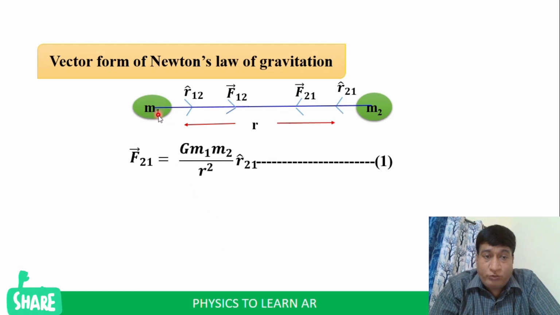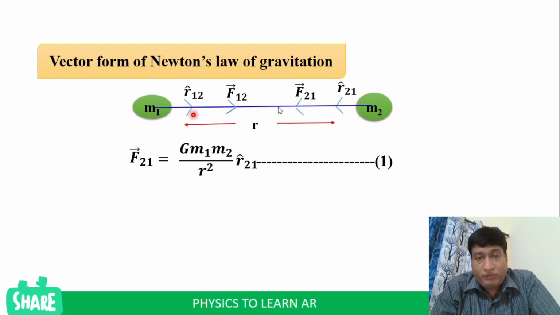Here we have considered two bodies of masses m1 and m2. They are separated by a small distance r, but force is a vector quantity, which has both magnitude and direction. r12 cap is a unit vector which specifies the direction. So F12 represents the force on the first body due to the second body, whereas F21 represents the force on the second body because of the first body, and r21 cap is a unit vector.